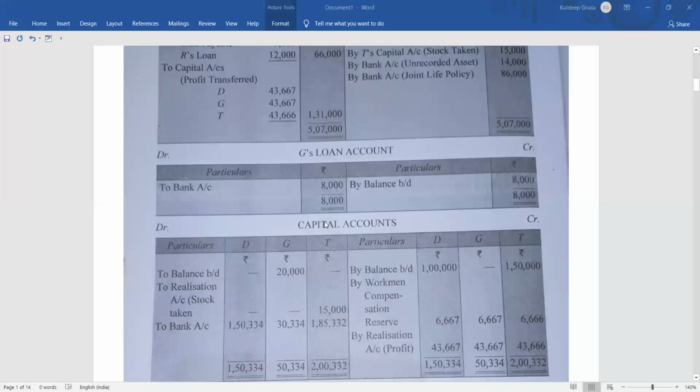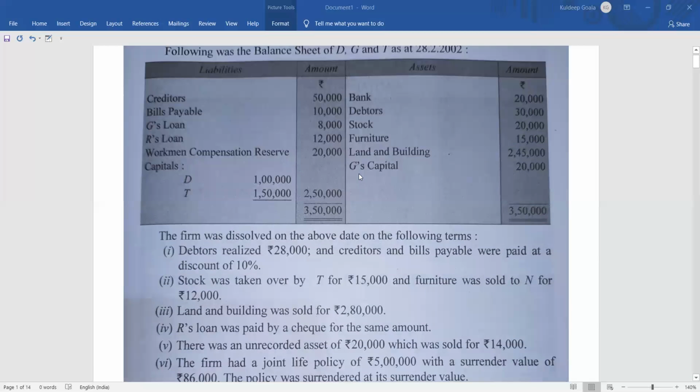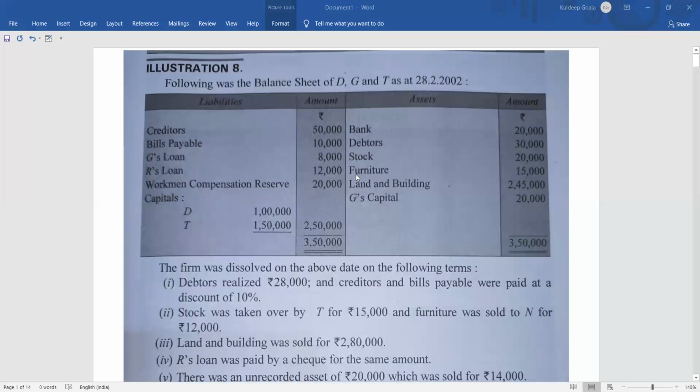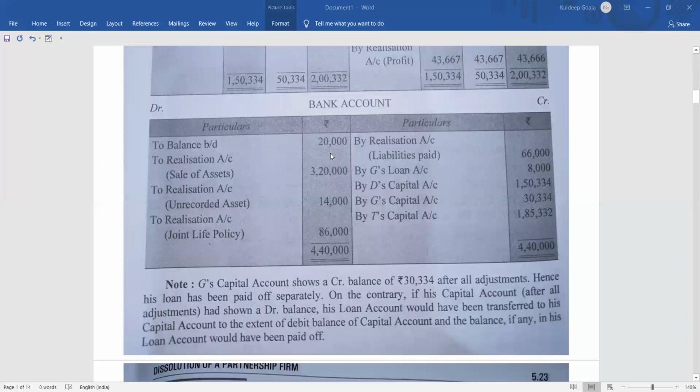Finally, we'll start with the bank. For that also we need the opening balance of bank. So where will we get it? It is in the balance sheet. We can see the bank balance, it is 20,000. So we'll prepare the bank account and start with the balance brought down, 20,000 in the debit side.